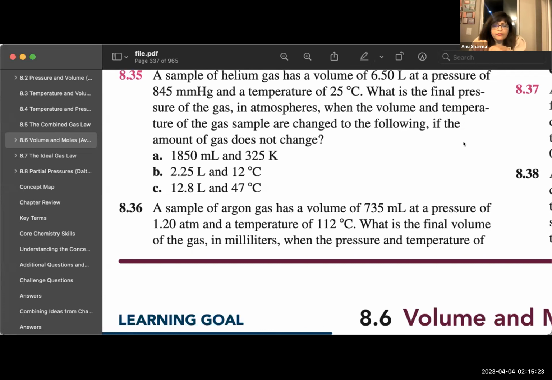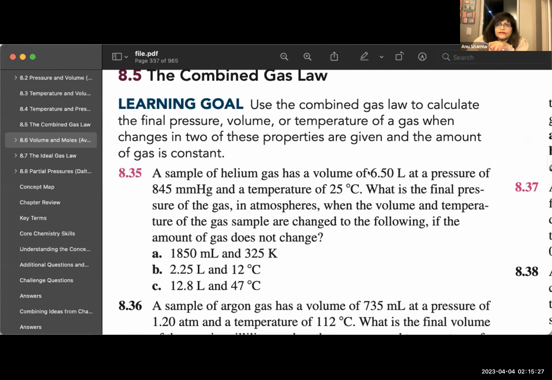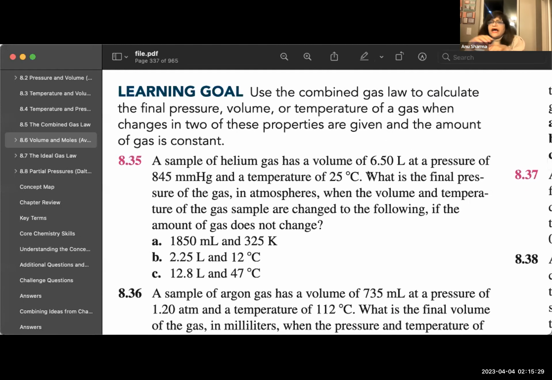Okay, so here 8.35: a sample of helium gas has a volume of 6.50 liters at a pressure of 845 millimeters of mercury and a temperature of 25 degrees Celsius. What is the final pressure of the gas in atmospheres when the volume and the temperature of the gas sample are changed to the following, if the amount of gas does not change? I'm going to look at only part A.